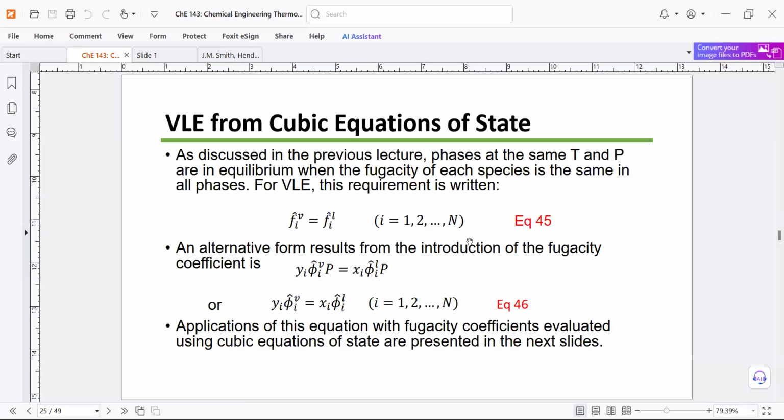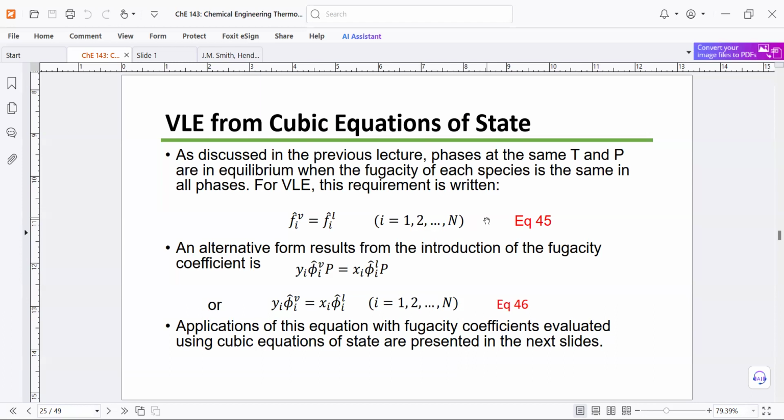Next, so now we will finally move on to the next topic, which is the VLE from cubic equations of state. I hope you still remember equation of state from Che 142. What are equations of state? Well, the ideal gas law is the simplest equation of state. It relates the pressure, volume, and temperature with each other.